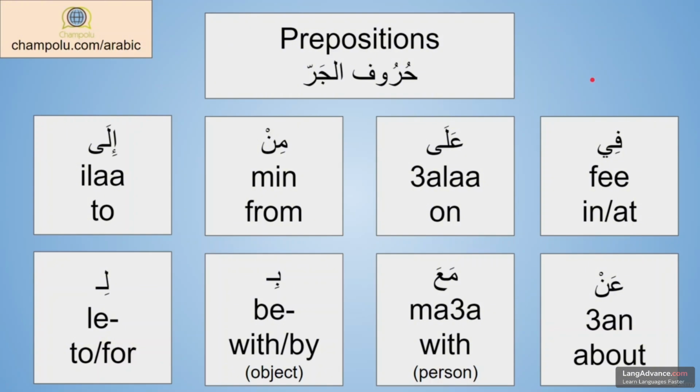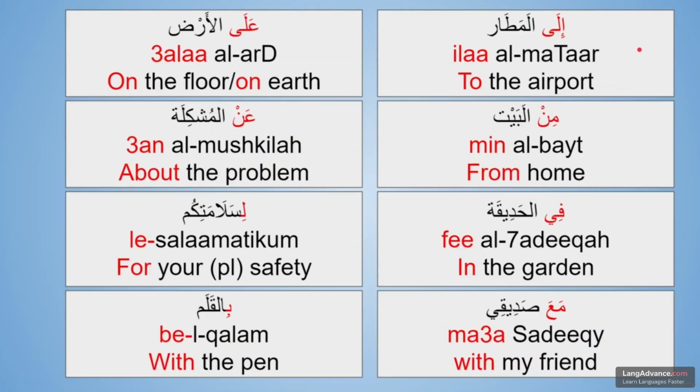And then let's take some examples. For example, we can say something like to the airport, إلى المطار, and something like on the floor or on earth, على الأرض, and then something like from home, which is من البيت, and something about the problem, عن المشكلة.